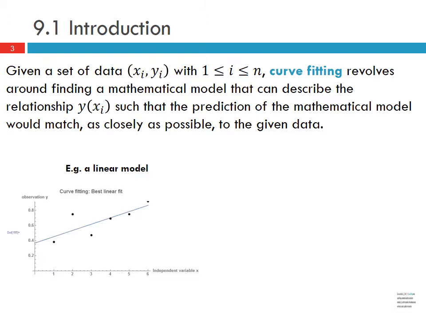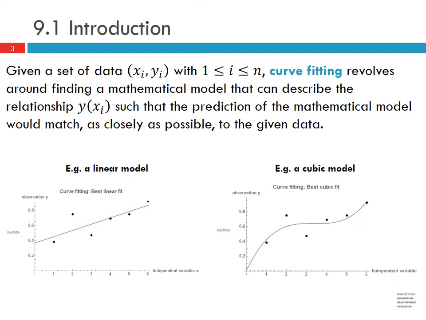For example, this shows the black dots as data points, and the blue line is a linear model providing the best linear fit to this data. Another example with the same data, we can fit a cubic model, showing here the best cubic fit to this data.